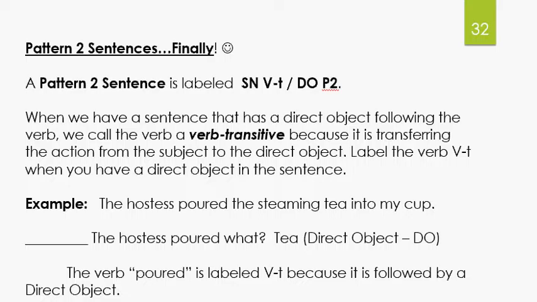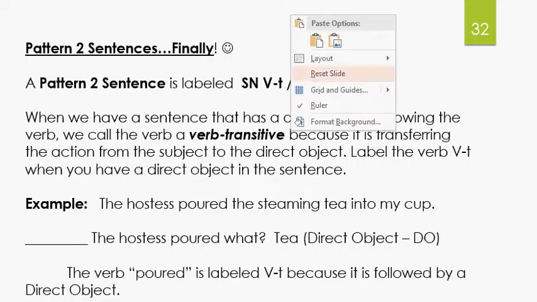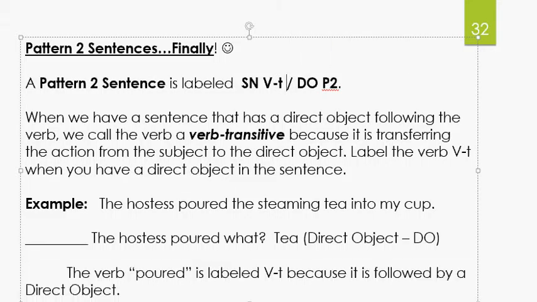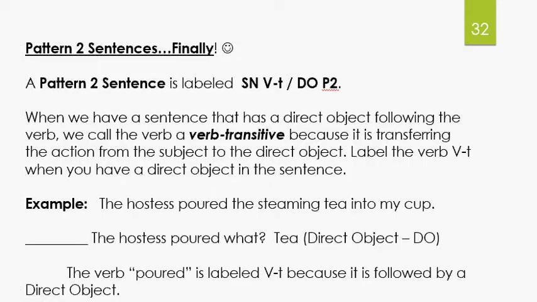The little slash right here can mean different things. It can mean that you write the D-O and Pattern 2 underneath that, or you can just line them up in a row. It doesn't really matter how you do it to me. When we have a sentence that has a direct object following the verb, we call the verb a verb transitive because it's transferring the action from the subject to the direct object. And you'll understand that more when we look at some sentences. We're going to start labeling the verb VT when you have a direct object in the sentence.